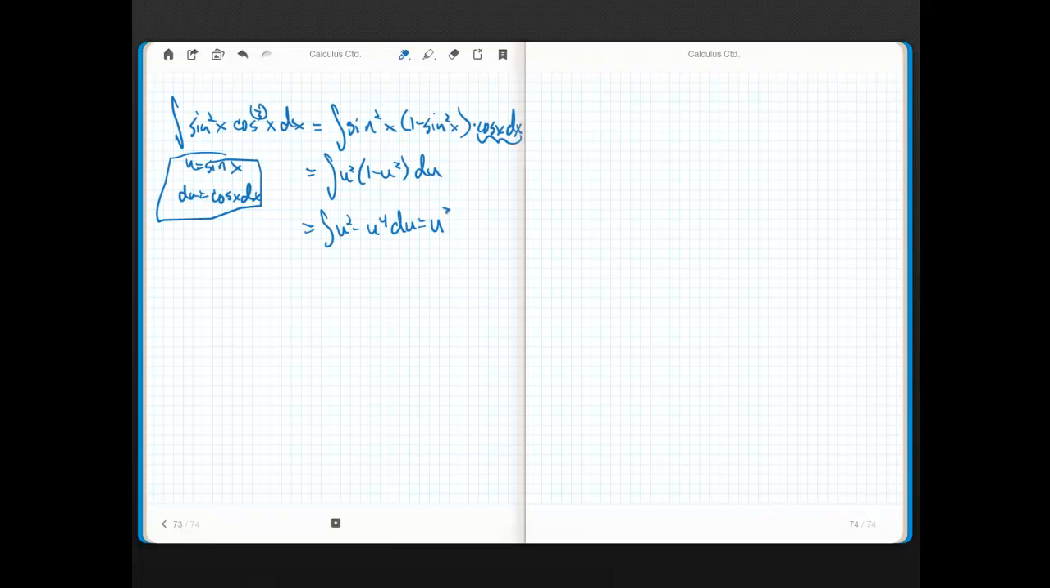That's easy as falling in love, isn't it? u cubed over 3 minus u to the fifth over 5 plus c, and I'm done. I can walk, crud, no, I have to back substitute because I started out with a function of x. So I end up with sine cubed x over 3 minus sine to the fifth x over 5 plus c, and I rule. Now, that's simple. Those are trigonometric integrals.